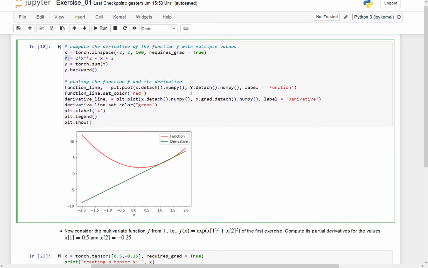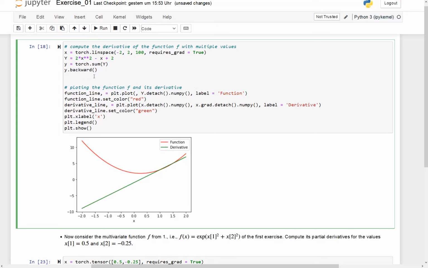And well, if we look at the detached numbers, the detached list of the tensor, store it or convert it into a NumPy list, we get here.